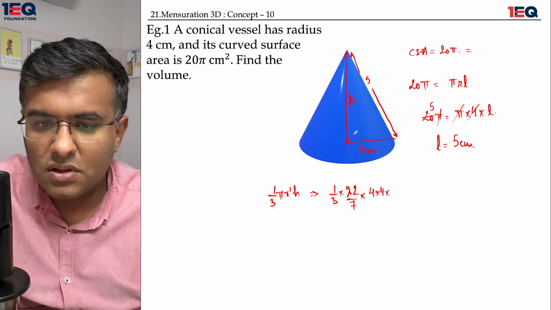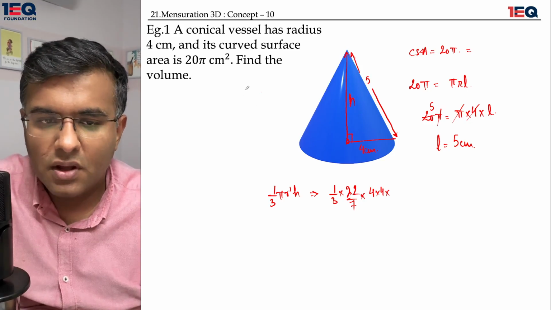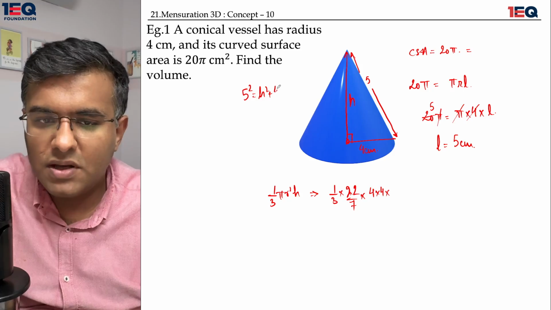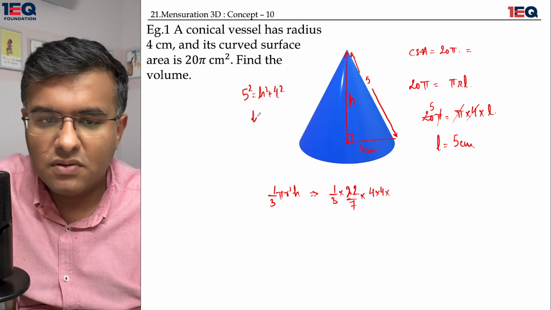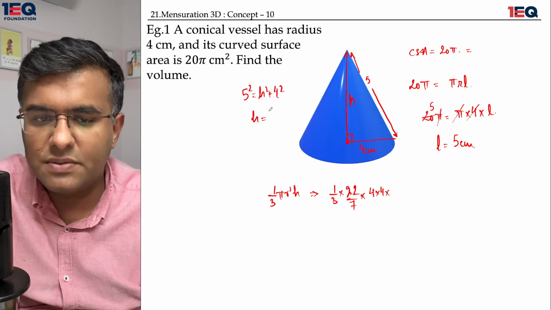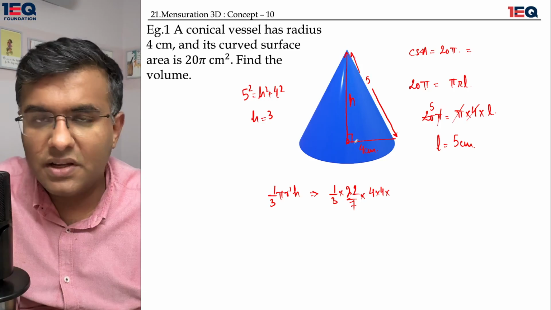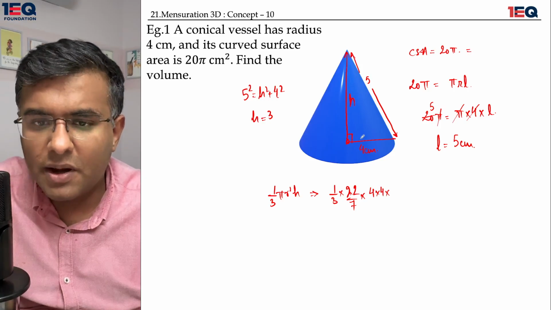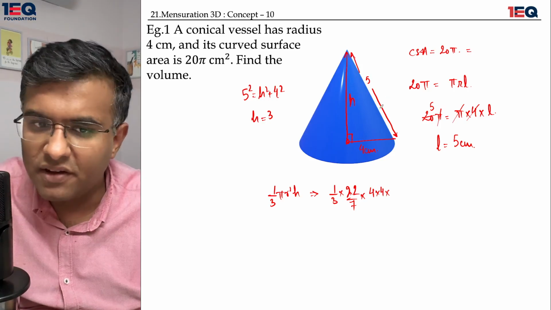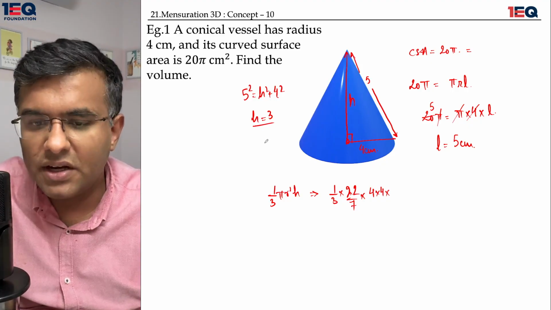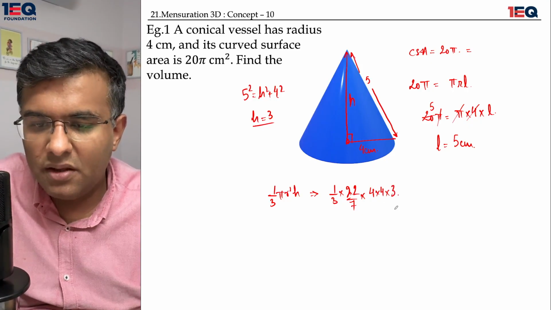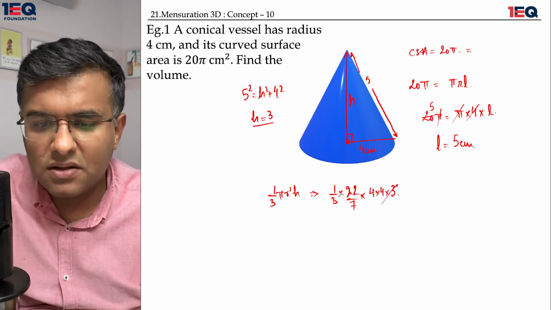When I use the Pythagoras theorem here, I get 5 square is equal to h square plus 4 square. So the value of h from this equation comes out as 3. Why was I able to find out the value of 3 so quickly? Because I remember the Pythagorean triplet 3, 4 and 5. So I know the height is definitely 3. So multiplying it by 3, the 3 gets cancelled with 3.